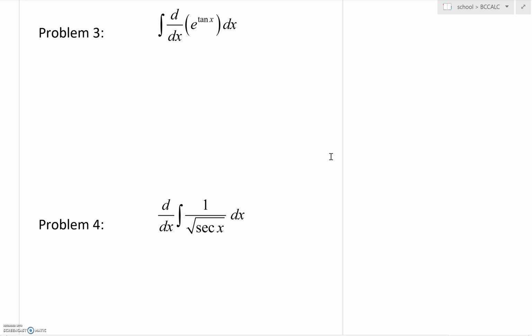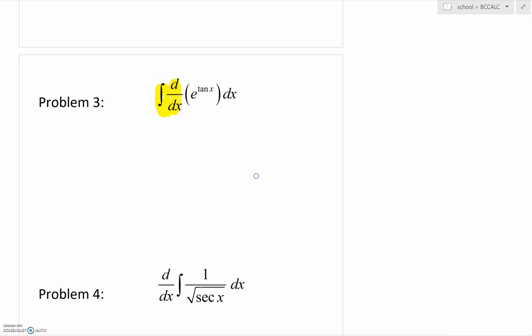BC Calc Station activities. Let's take a look at problem 3. What I hope you're going to notice is that an integral and a derivative, a lot of times kids will correctly surmise that in general they're going to cancel each other out.